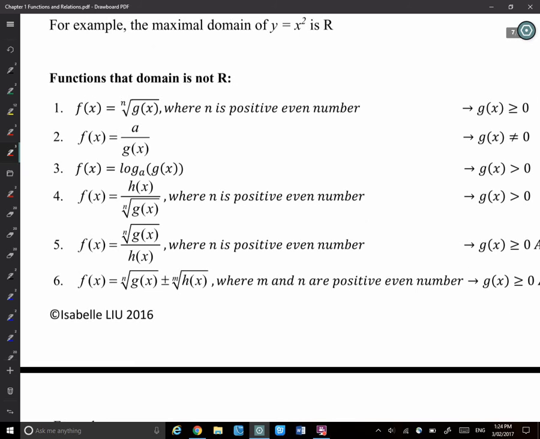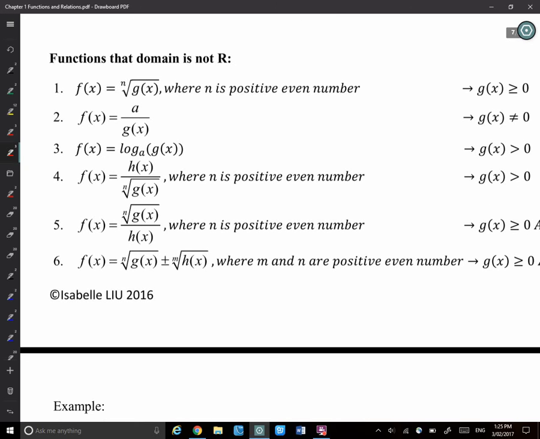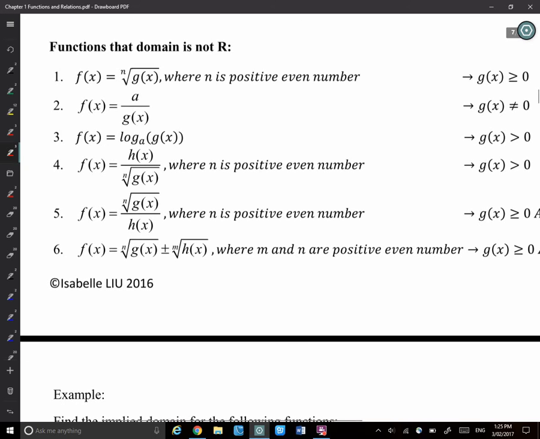List out several cases in the previous page. Okay, so if there's an even root, like square root, quarter root, like root 4, root 6, you need to have the things in the root to be positive. If you have a fraction, your denominator cannot be 0.